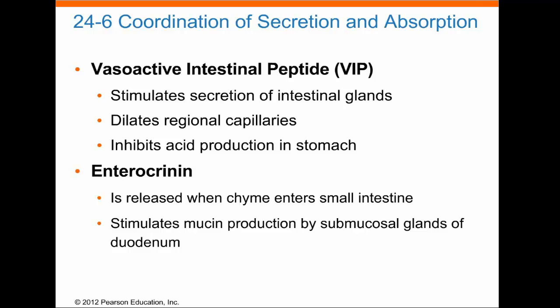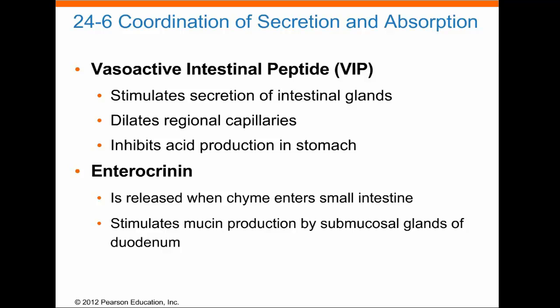Vasoactive peptide stimulates secretion of the intestinal glands, dilates the regional capillaries, and also inhibits acid production in the stomach. So it's a balance, so that we make sure that the chyme that is arriving into the small intestine is not too acidic.